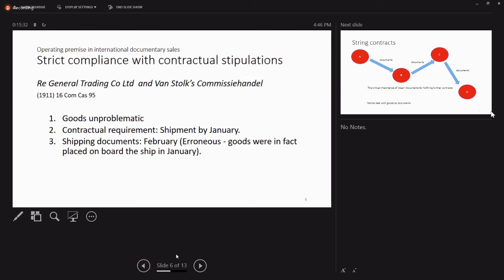In the common law, this was well accepted, and this is just one of the cases which illustrates the matter. In this case of Re General Trading, what you have are goods which are unproblematic. What you have is a contractual stipulation which says that the goods must be shipped by January. Unfortunately, the shipping document said February. In fact, the shipping documents were wrong. The goods were actually placed on board the ship in January. Nonetheless, because of the erroneous statement on shipping documents, the buyer was entitled to reject these goods, right? Now, what you have, therefore, is a strong principle of strict compliance.